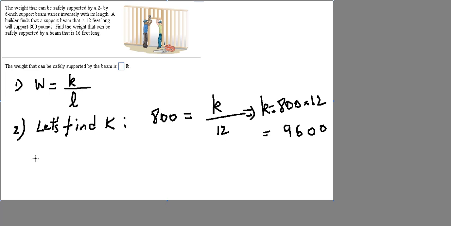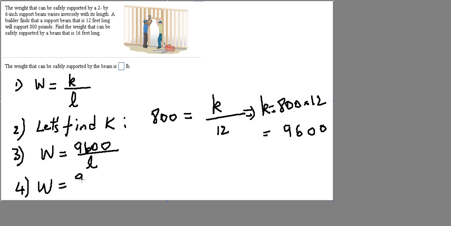So on my third step, I have K, so let me rewrite the equation as W equals 9600 divided by L. Now we have substituted the value of K. On the last step, step number 4, we need to find the weight that can be safely supported by a beam that is 16 feet. So on this step, I want to find the weight given L is 16. Of course, 9600 is constant.